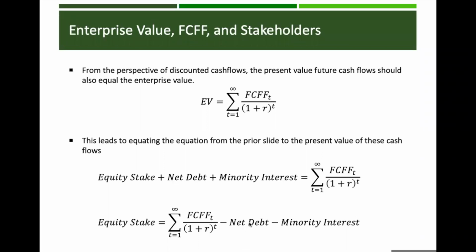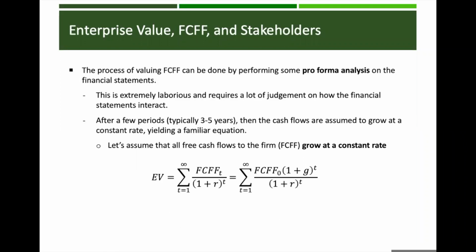So we have net debt from the balance sheet data. We have minority interest from the balance sheet data. We have free cash flows to the firm that we can calculate using our tools. And this is where it gets difficult.